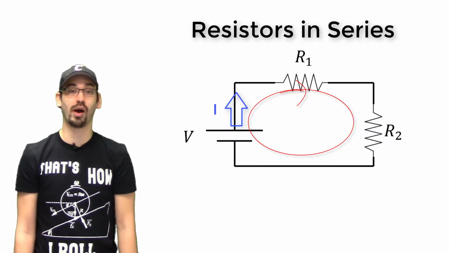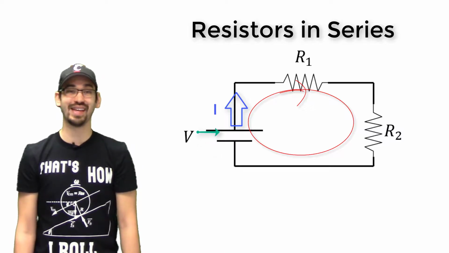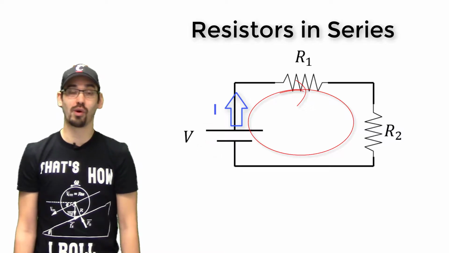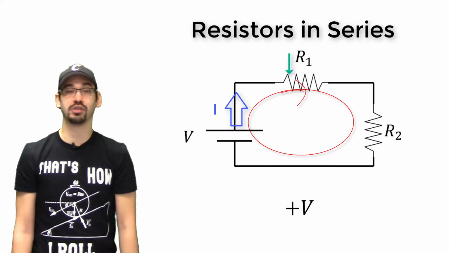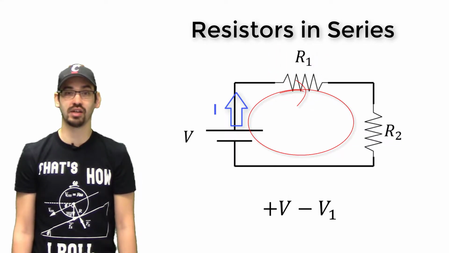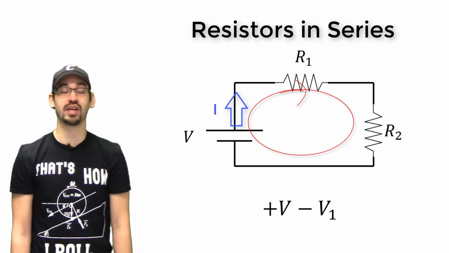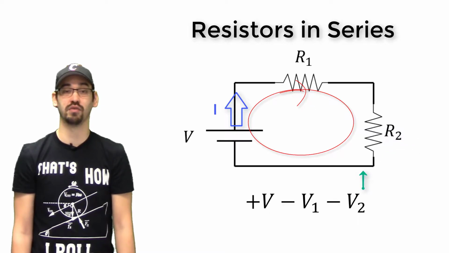Let's start below our battery. As we move across the battery, this is going to be an increase in potential. So for our loop equation, we can write plus V. Then we hit our first resistor. This is going to constitute a decrease in potential. So we can write this as a minus V1. Then we get to our second resistor. Again, this is a decrease in potential. We'll write this one as minus V2.